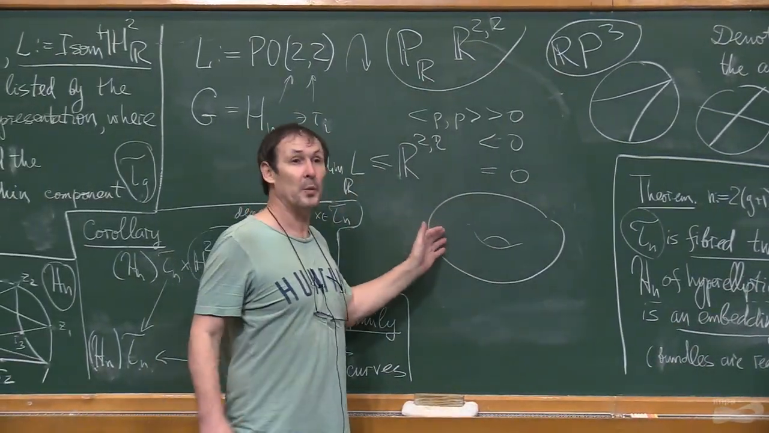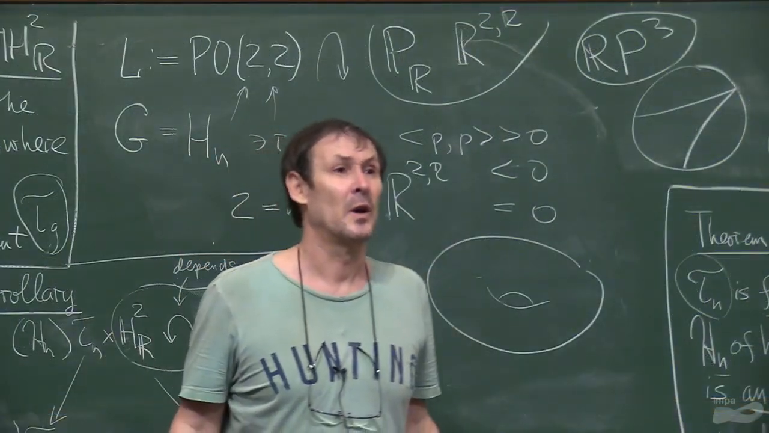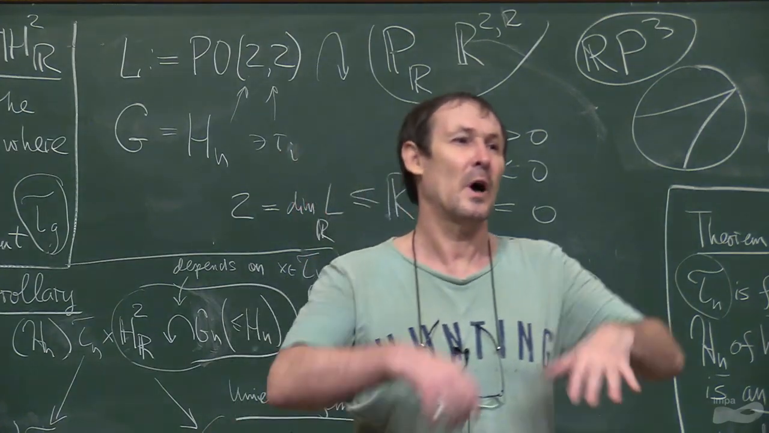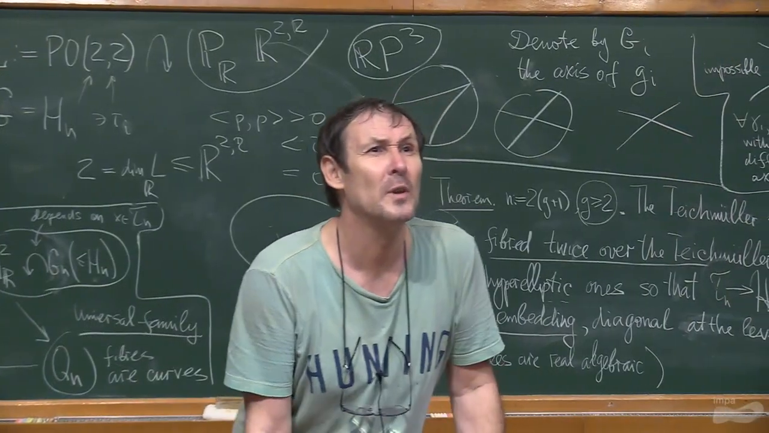Outside of this torus, we have pseudo-Riemannian matrix. Inside, we have positive points. Outside, we have negative points. Okay.